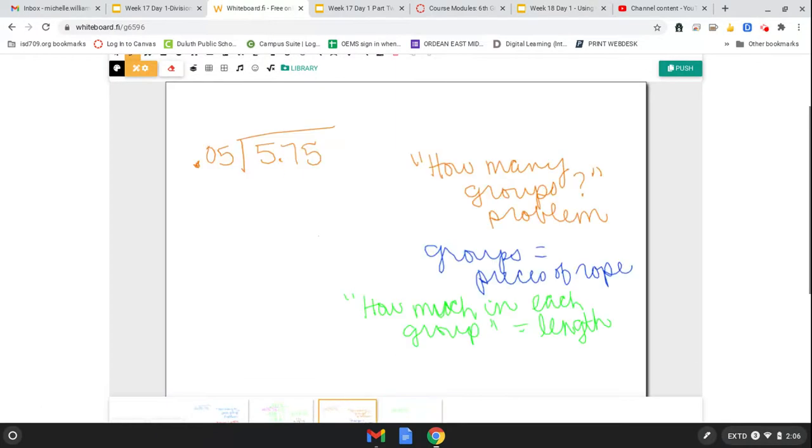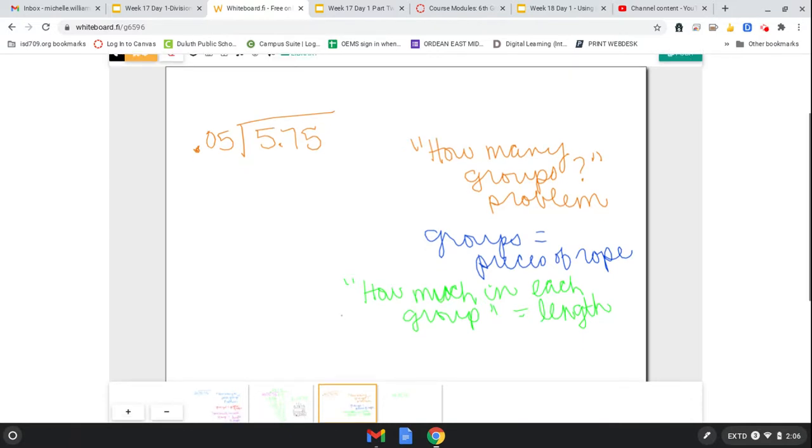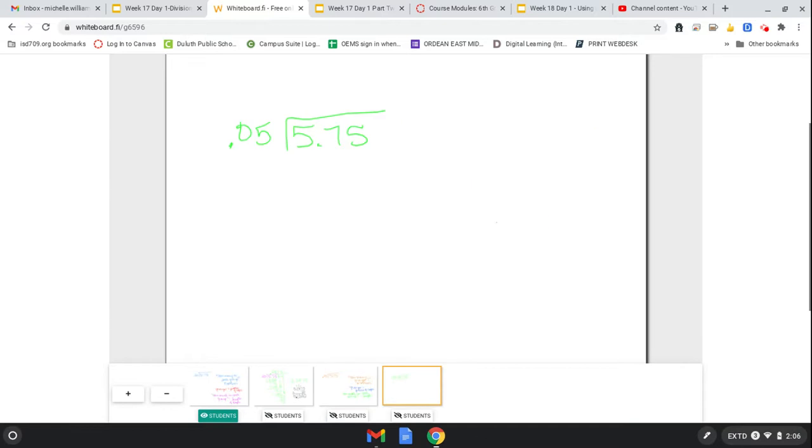So again, I wrote out our problem, 575 thousandths divided by 5 hundredths. This is a how many groups problem. Groups being pieces of rope. How much in each group is its length? So in this case, we have a decimal divided by a decimal. So when we have a decimal in our divisor, we need to move it however many places to the right until it's outside of our number.